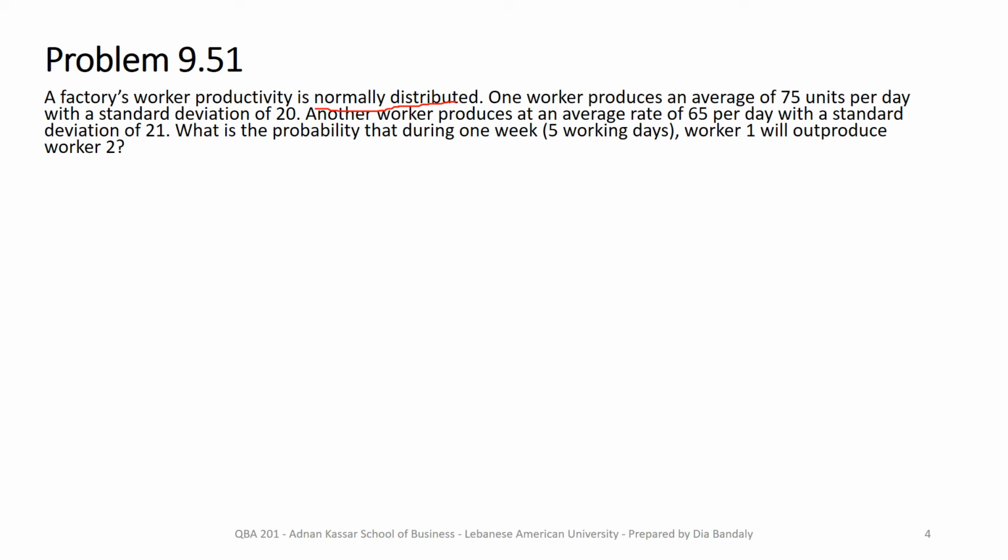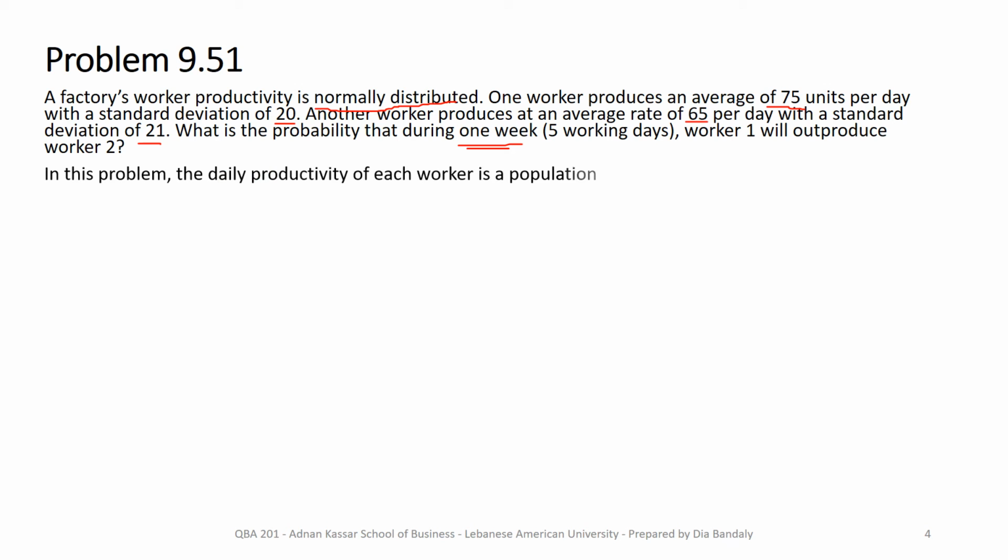One worker produces on average 75 units per day with a standard deviation of 20, while the other worker produces an average of 65 per day with a standard deviation of 21. And the question is, what's the probability that during 1 week, and I'm going to come back to this point later, worker 1 will outproduce worker 2.